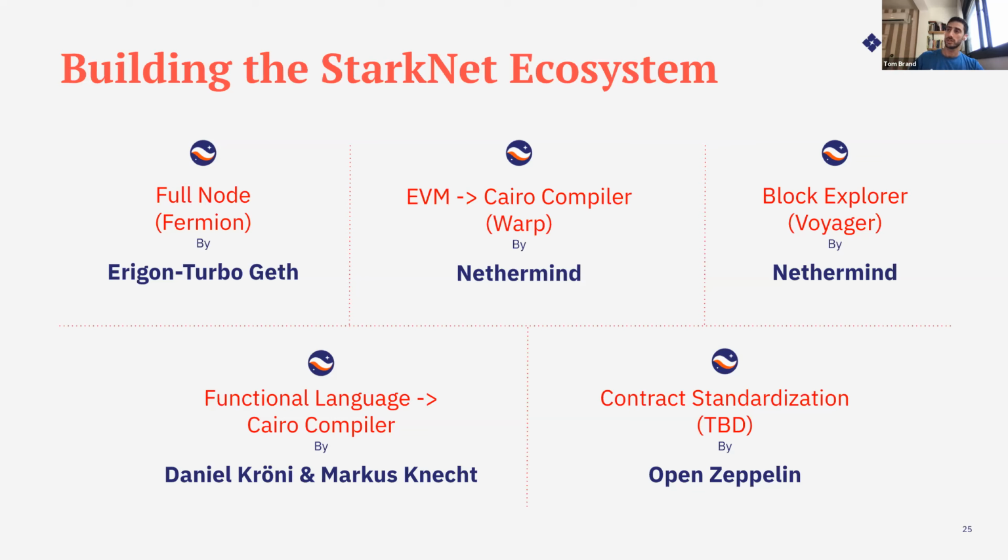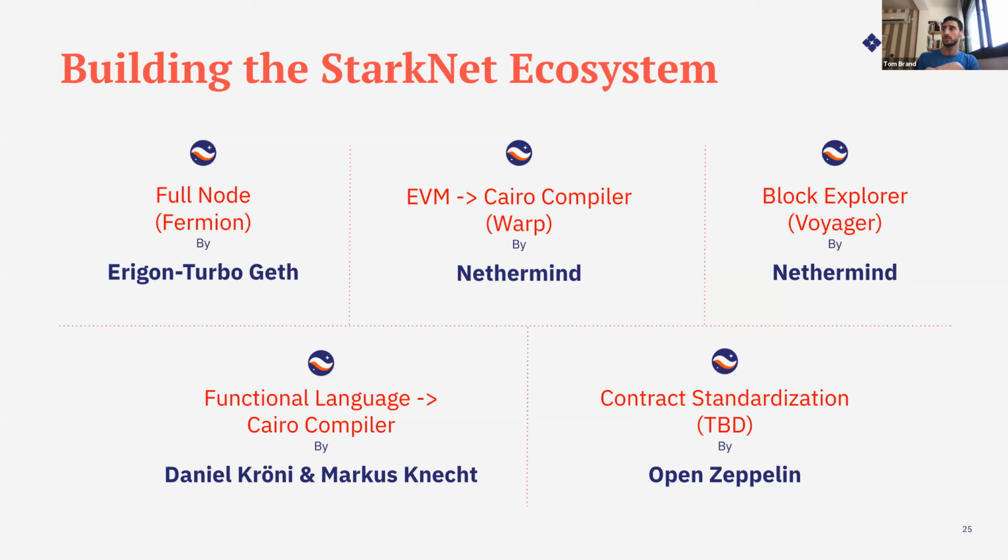So first of all, the full node infrastructure, as I've said, I see as crucial infrastructure for a blockchain. And we decided to work with the Erigon or the TurboGeth team, which is a client in Ethereum, and they are building the full node infrastructure for StarkNet. We're also working with Nethermind on 2 projects. First of all, the Block Explorer that you will see, and also an EVM to Cairo compiler. So this will allow taking Solidity code and compiling it to StarkNet contracts.